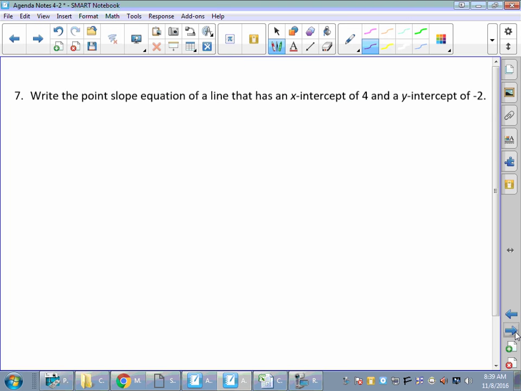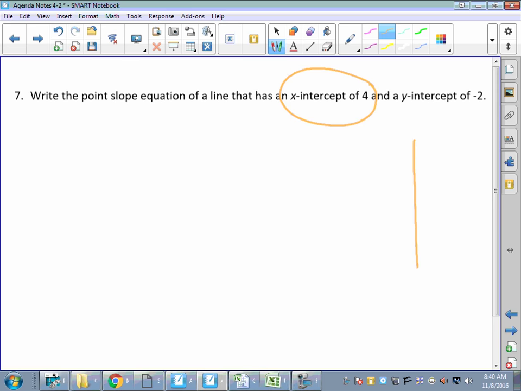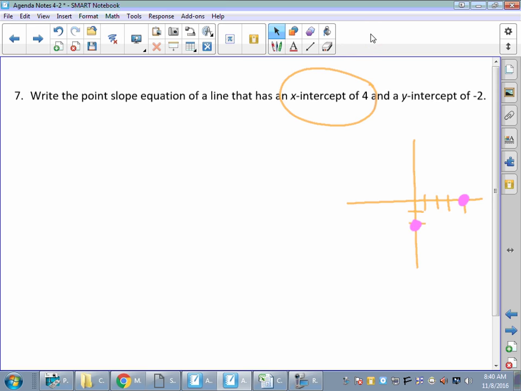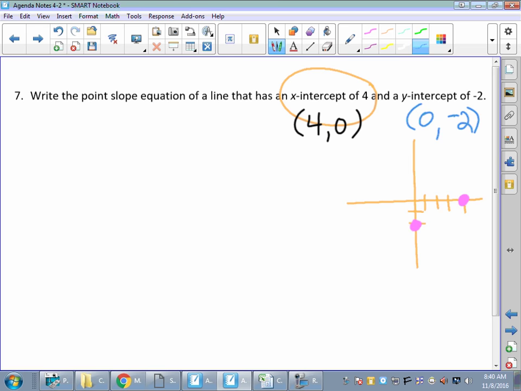Number 7, same thing. Let's just figure out what we've got here. We're not going to do the problem because I think that we can finish that up. It says write a point-slope equation of a line that has an x-intercept of 4 and a y-intercept of -2. Well, we just talked about that x-intercept of 4, right? 1, 2, 3, 4. Y-intercept of -2. Both of those are ordered pairs. My ordered pair is not 4, -2. My x-intercept ordered pair is going to be over 4, up 0. My y-intercept ordered pair is over 0, down 2. Notice when we find the y-intercept, my x value is 0.